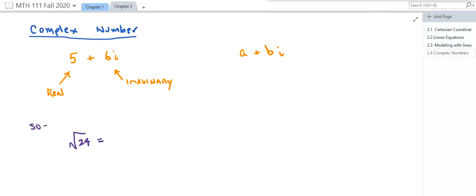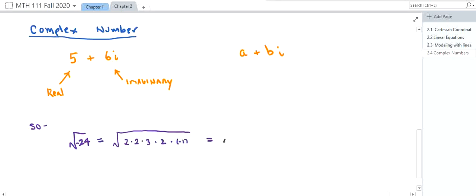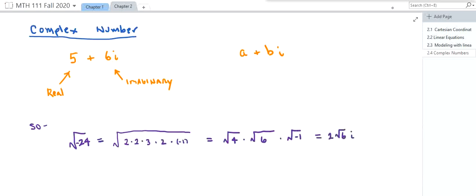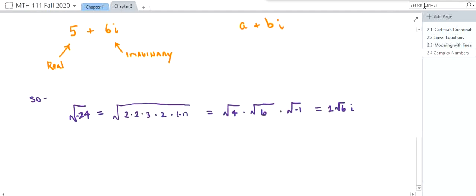So the square root of minus 24 equals square root of 2 times 2 times 3 times 2 times minus 1, which is equal to, let's divide this up into an appropriate square root of 4 times square root of 6 times square root of minus 1. And so this equals 2 square root of 6i. So if we're going to write this in complex number form, it would be 0 plus 2 square root of 6i.